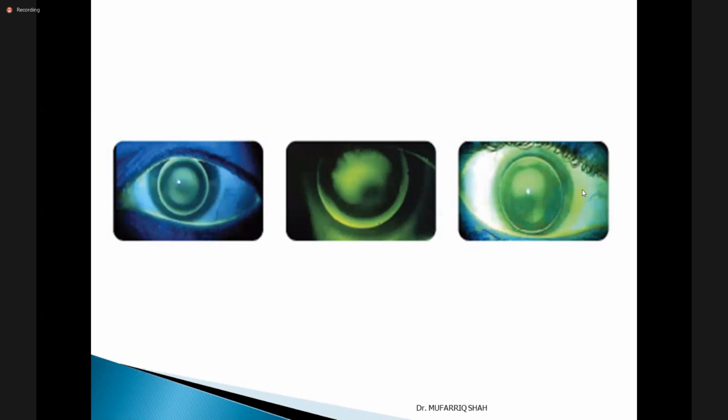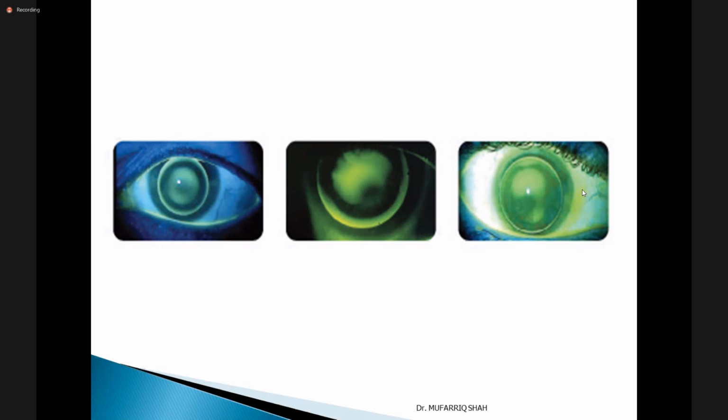Now, here is the case. If you see here on the left side, you observe the fitting in these three cases. I think you people are sleeping. What about the first one on the left side?